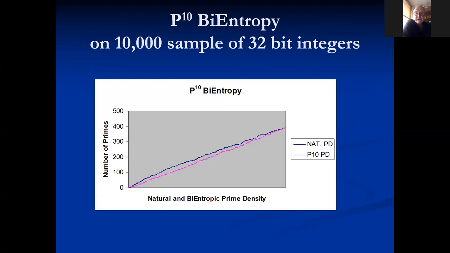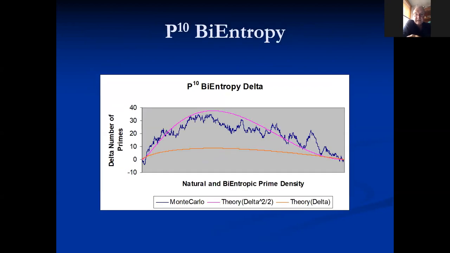So the difference between the two orderings might not look like much, but when we look at the difference on the next slide, we find that in that 10,000 sample of 32-bit numbers, essentially the same property is being observed, which is that biantropy gives a quadratic nature to the prime density.